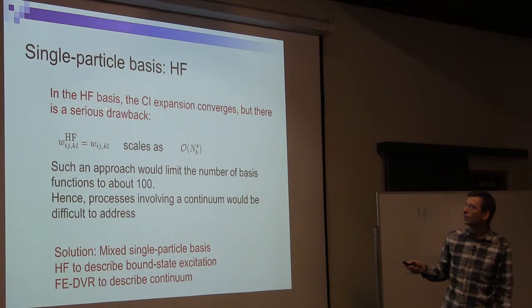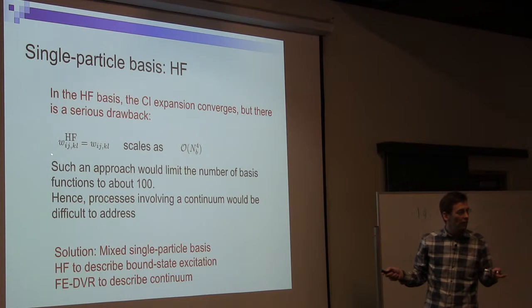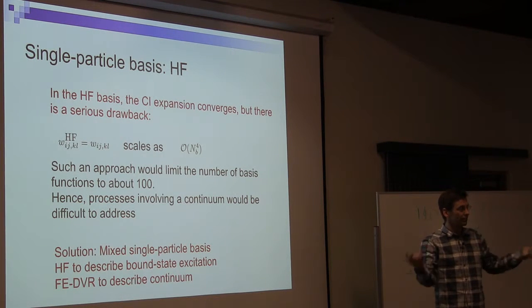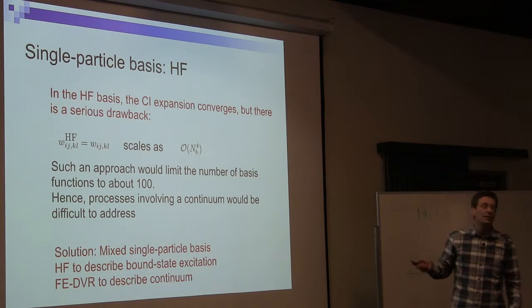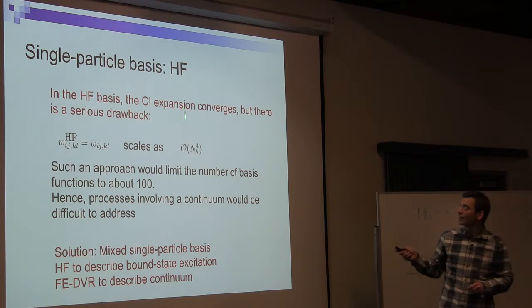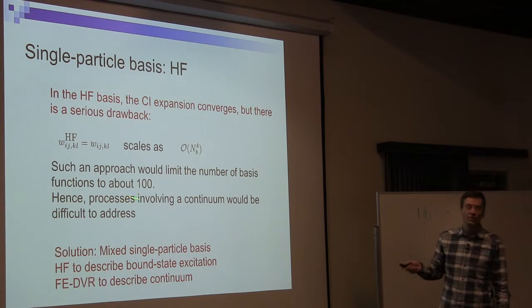We know that in the ad hoc basis, the configuration interaction expansion converges, but there is a serious drawback. In the ad hoc basis, those electron-electron matrix elements are not diagonal, so I need N_B to the power 4 matrices. If you think about how big a basis I can then use, already with 100 basis functions, taking that to the power 4 gives a pretty big number, actually the limit of any standard computer memory. So clearly this is not the way to proceed.